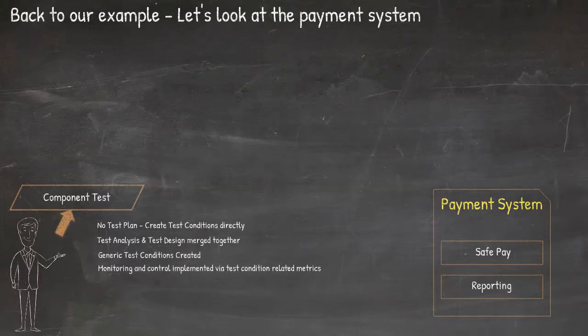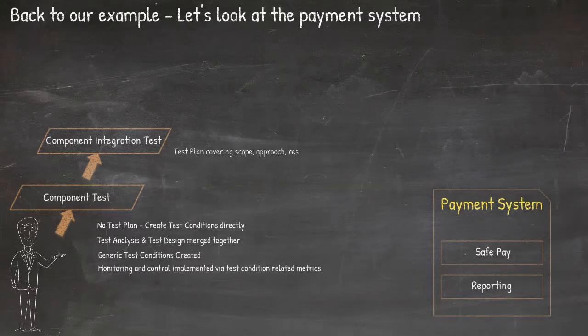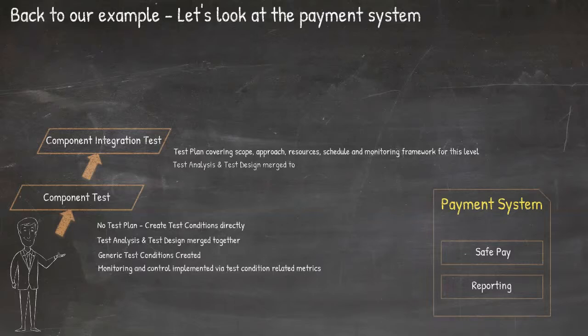Once we move forward to component integration test, we start working based on the test plan, which is aimed to cover scope, approach, resources, schedule, and the monitoring framework. While we do this, we still keep test analysis and test design merged. As our focus is now the communication between the two modules within the system, we also took the decision to keep the test conditions generic in order to optimize time and effort spent during this phase.